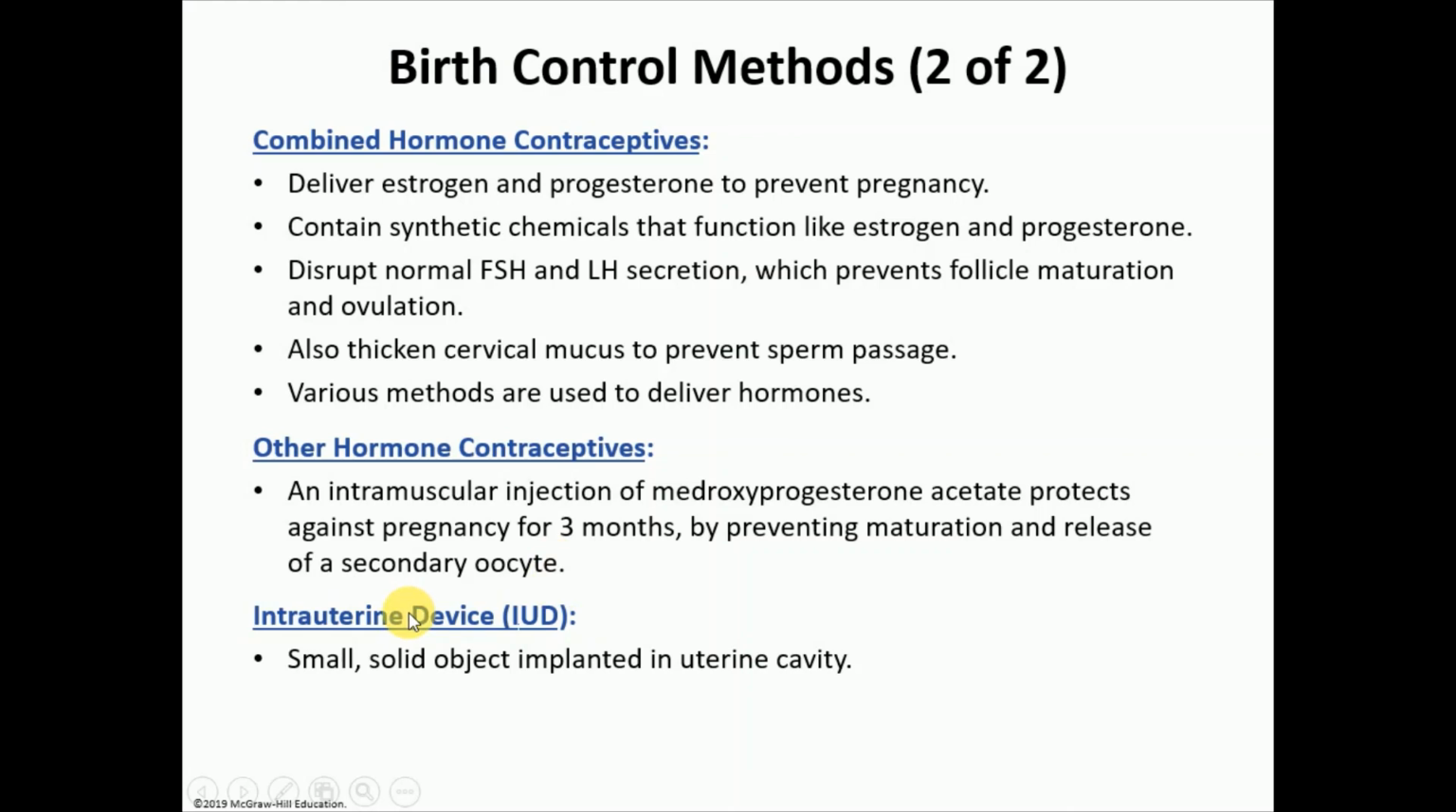An IUD is a mechanical barrier, which is a solid object that is implanted into the uterine cavity, and there are different kinds of them. Some of them can remain in there for 5 years. Others can remain for 10 years. It all depends on what the needs of the couple are.